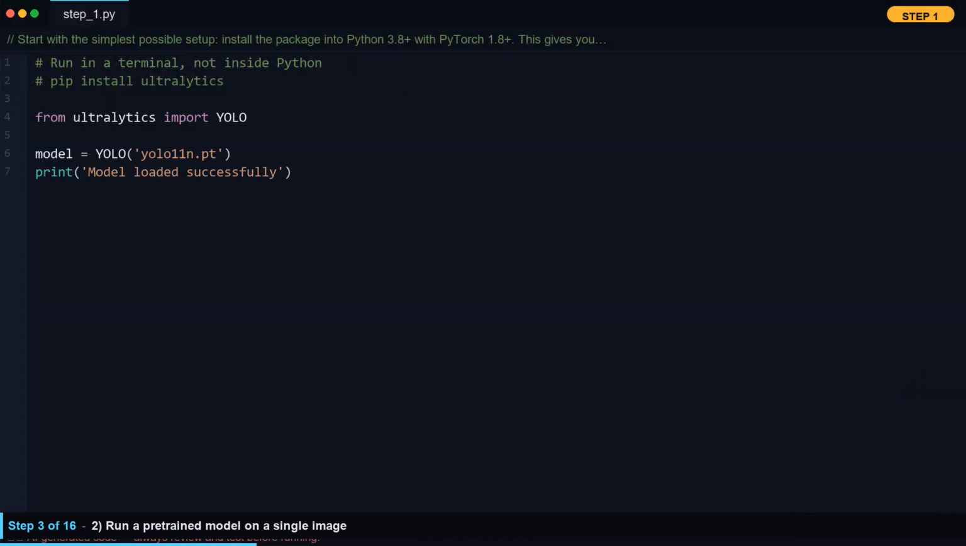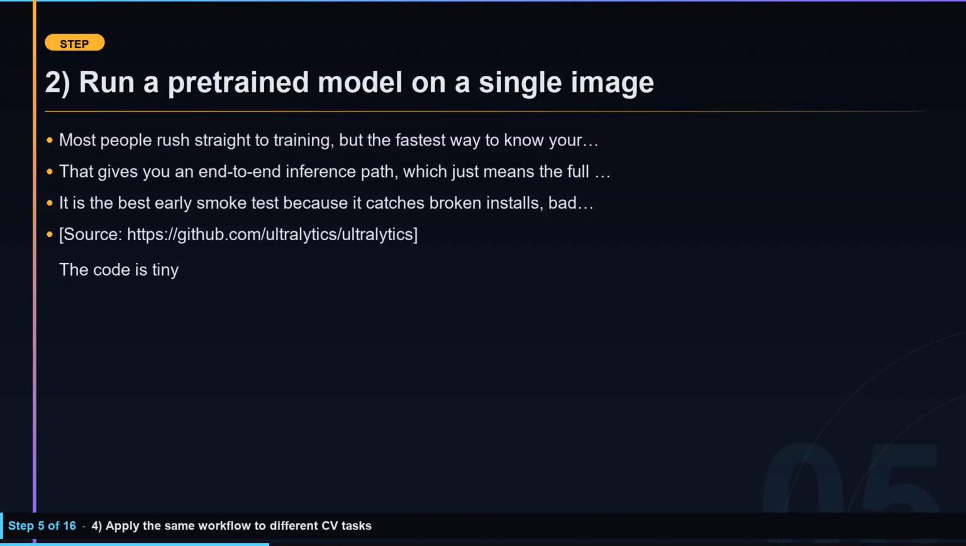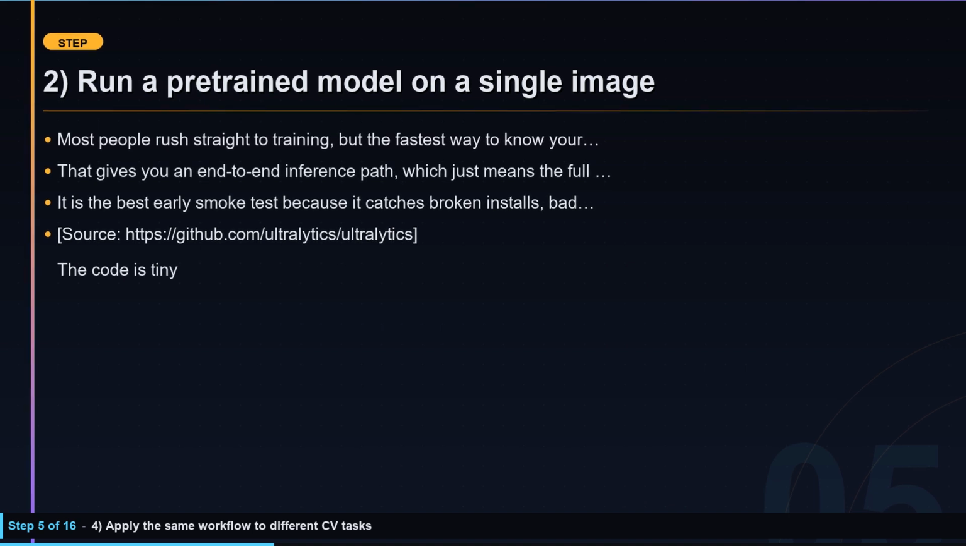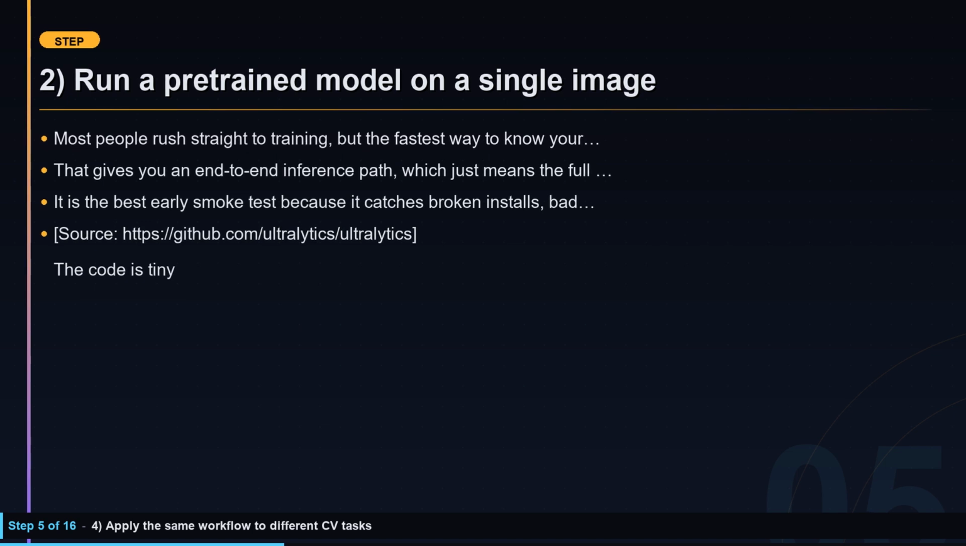Most people rush straight to training, but the fastest way to know your setup is healthy is much simpler. Run a pretrained model on one image and see if it predicts anything sensible. That gives you an end-to-end inference path, which just means the full chain from loading the model to getting results back actually works. It is the best early smoke test because it catches broken installs, bad dependencies, and runtime surprises before you spend hours on custom data.